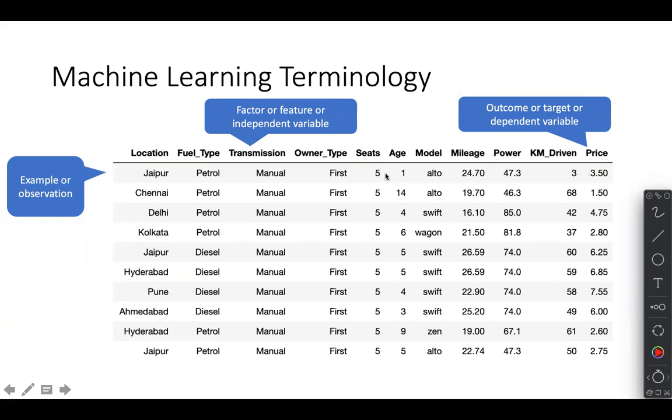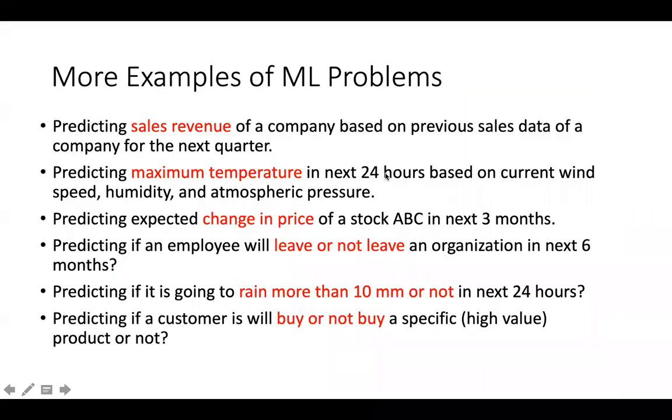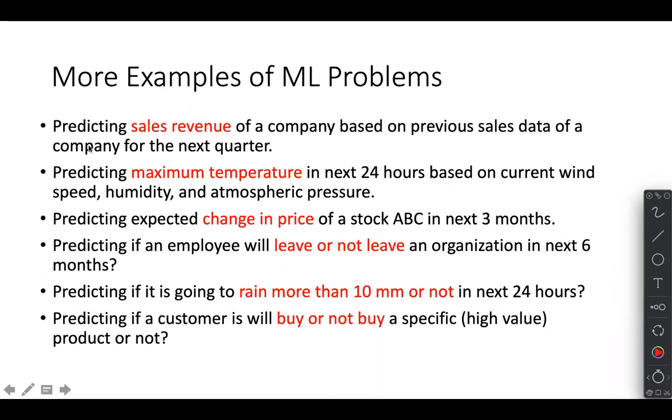There is also a class of algorithms called unsupervised learning algorithms. We will explain and understand that a little later. So let's look at some examples of supervised learning ML problems. For example, predicting the sales revenue or volume of a company for the next quarter based on its previous sales data. What would be the expected sales revenue for the next quarter? This could also be an ML problem.